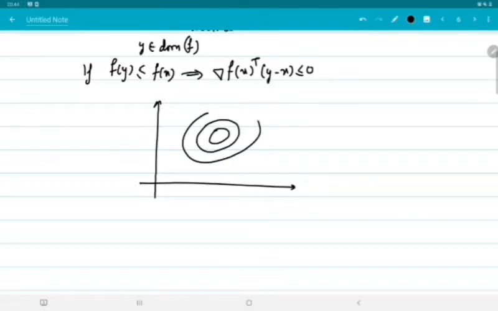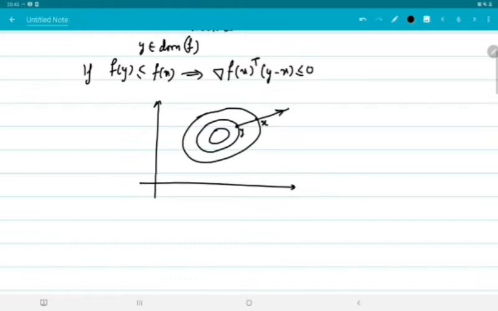So suppose these are the level curves for f of x. This expression just means that if f of y is less than or equal to f of x, so for example if this is a quasi-convex function, f of y will be on a level curve which is inside, and f of x will be on a level curve which is outside. So this is y and this is x. The vector y minus x, this vector, and the gradient of f at x will be in opposite directions. That is what is meant by this equation.